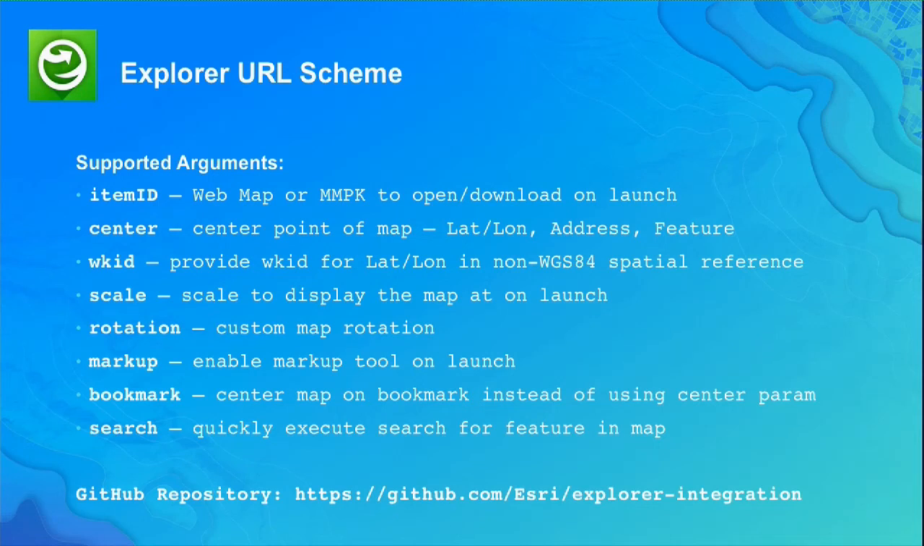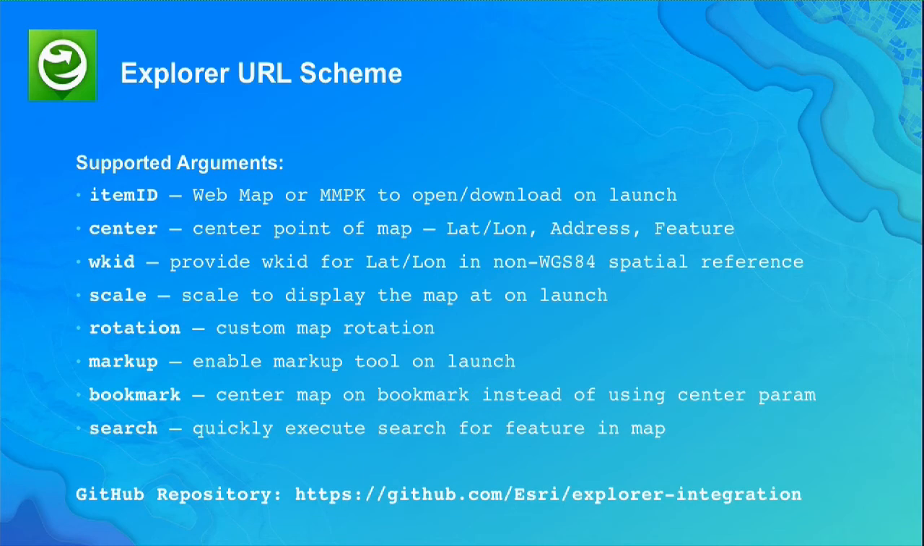This is the URL scheme for Explorer with the new version of 18.10. I showed you the item ID parameter, which is the same thing that James just described, except you can also reference a mobile map package. I showed you the center, and that can be a latitude, longitude pair. It can be an address. It can actually be a feature, something you have configured for feature search in your map. So you can reference a hydrant or something like that. We have an optional WKID parameter if you would like to specify a WKID other than WGS84.